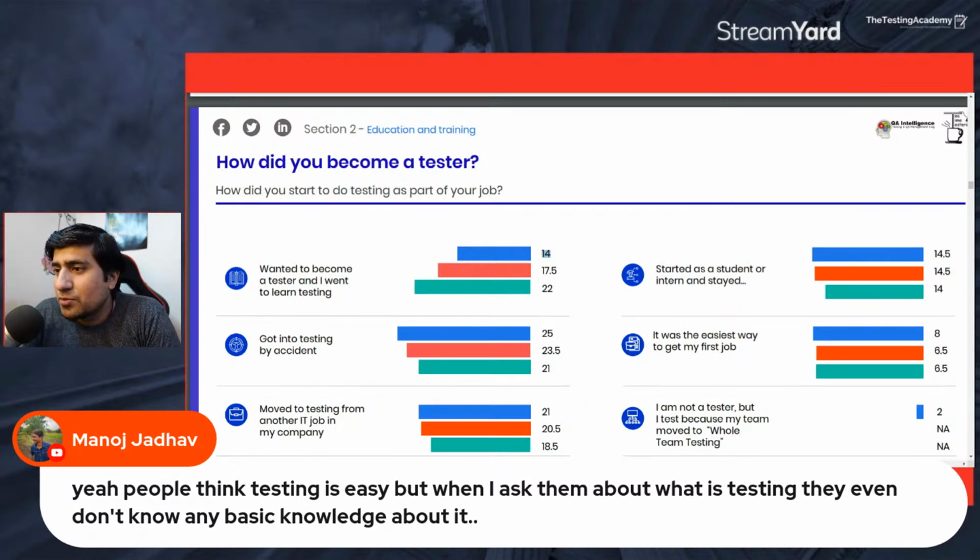And 2% say, I'm not a tester, but I test because my team has moved to whole team testing. I think these are NA people, some tech leads or team leads. Okay.